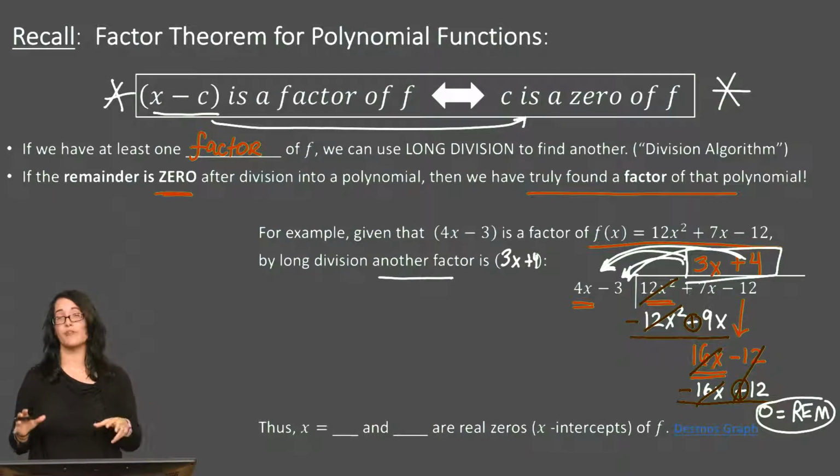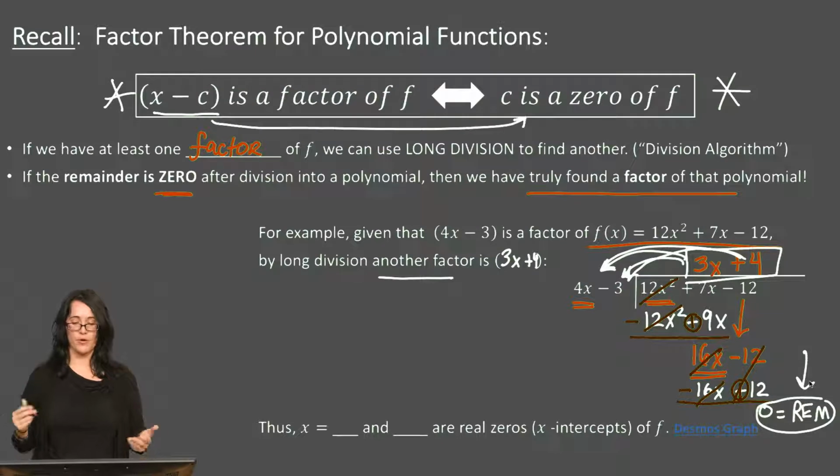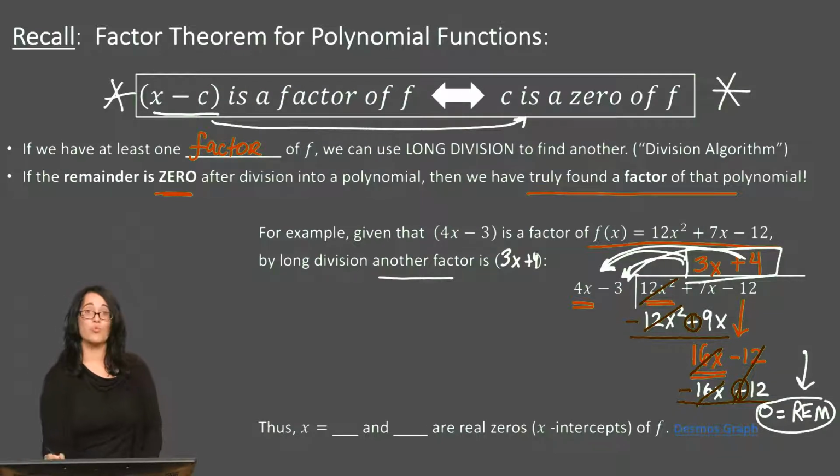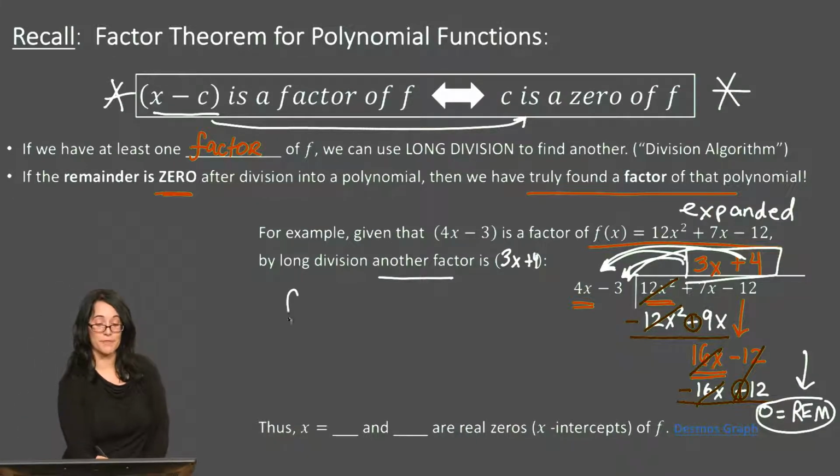But what we're trying to do is show you with this nicer, easier example again, how long division is a way to check whether or not something is a factor. And again, what is the rule? If the remainder is 0, then it is a factor. Beyond that, we could now rewrite our function. So instead of the expanded form that they handed us, we can now write it in factored form.